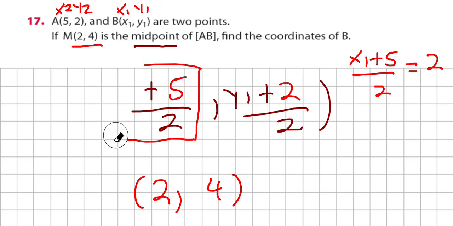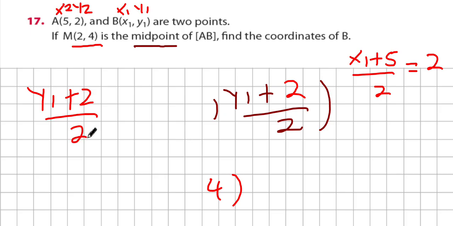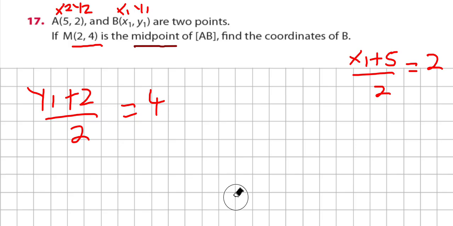And then what are you telling me about the other side then? Yeah. So what you're trying to tell me here is that y1 plus 2 divided by 2 equals 4. And how do you finish that off, guys? Anybody know how to finish that?